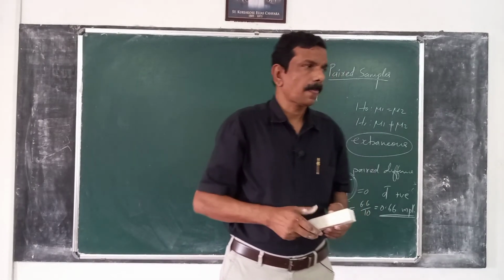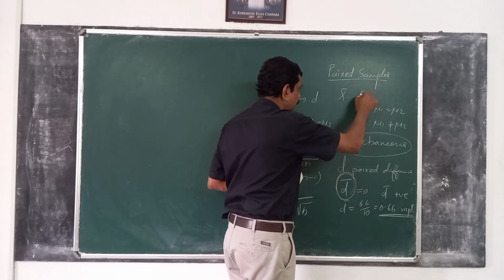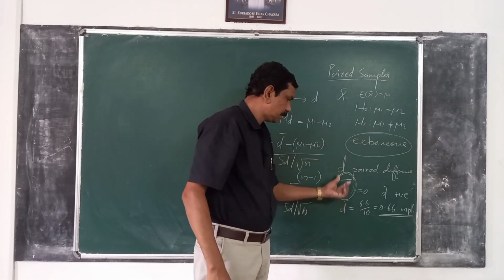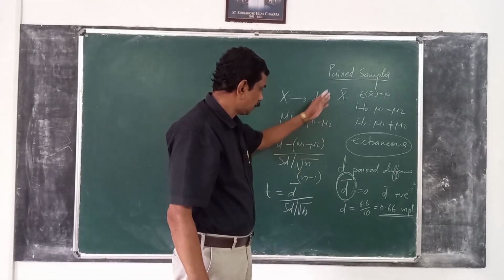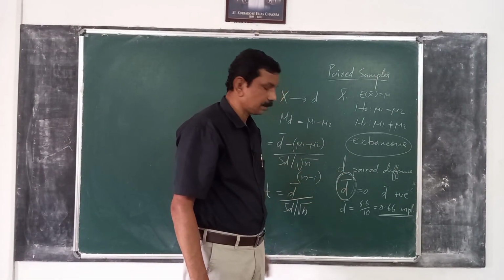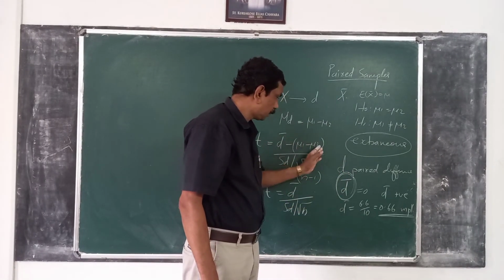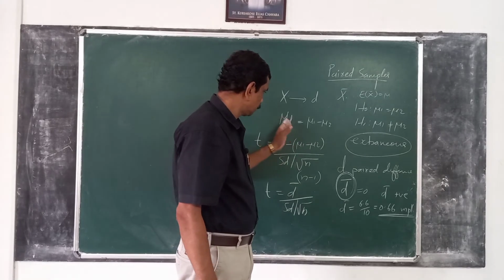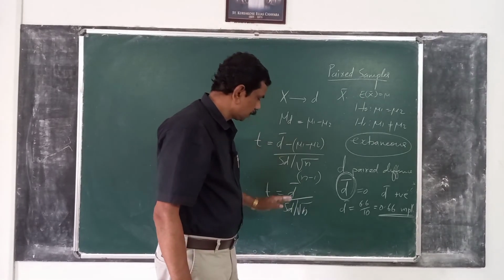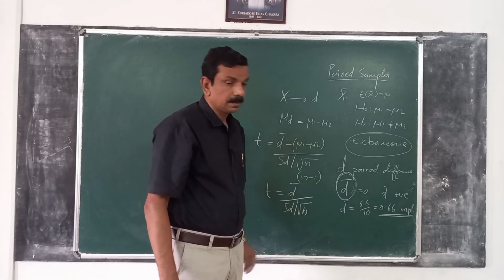So just as we say x bar is normally distributed with the expected x bar equal to mu, here we say that d bar is normally distributed with the expected d bar equal to mu1 minus mu2. Mu of d is mu1 minus mu2, and the test statistic is t equal to d bar by SD by root n. So this can be used as the test statistic.